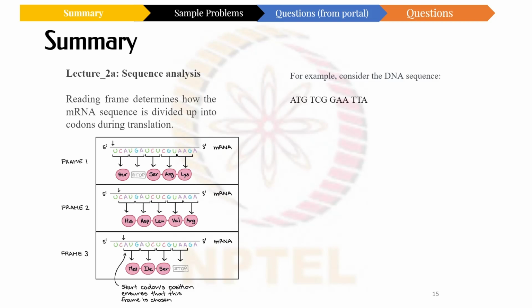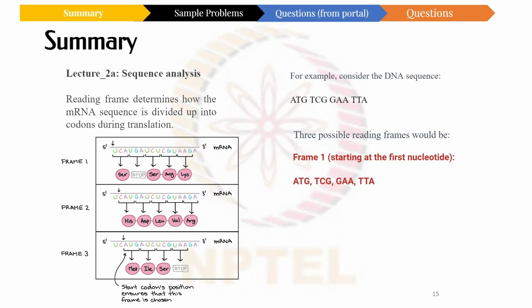Here, for example, consider the DNA sequence given: ATG, TCG, GAA and TTA. The first reading frame starts from the first nucleotide, so ATG is the 1st codon, TCG is the 2nd codon, GAA is the 3rd one and TTA is the 4th one.